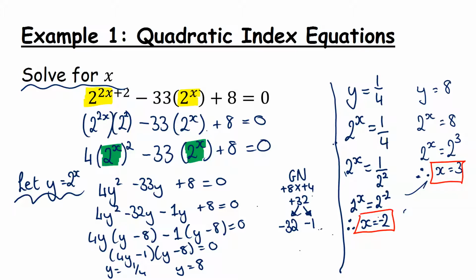The next answer that we have is going to be y equals 8. So now we have 2 to the power of x equals 8, and I can rewrite 8 as 2 to the power of 3. Therefore, x equals 3. So that's our two answers here. I'm just going to box them up so they're really clear.